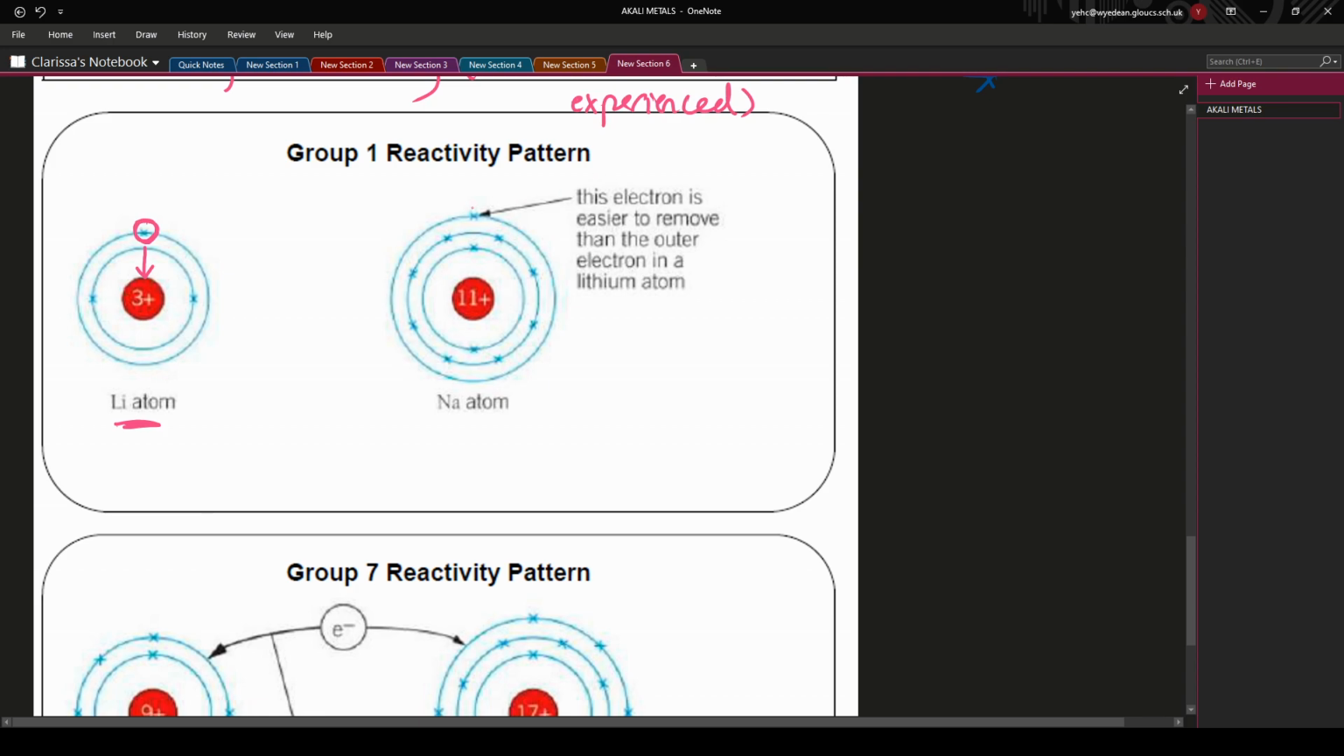But in the case of sodium, this is the electron that wants to leave. It is still experiencing an attraction to the nucleus, but it's further away, and there are two electron shells in between it and the attractive nucleus. So it's going to be a lot easier for it to go than it is for this one to go, because of that lesser attraction to the nucleus. It's not as inclined to stay.